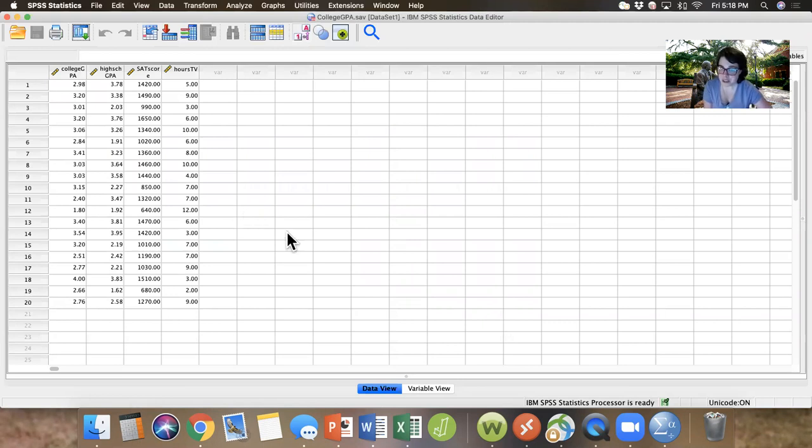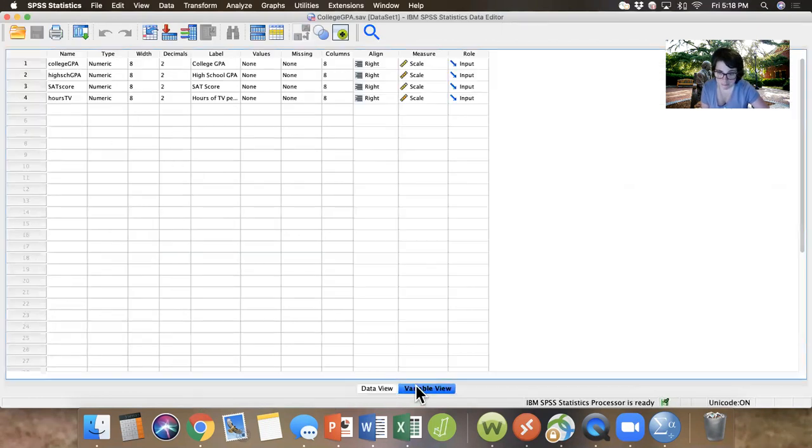So you would go to Canvas and download the college GPA data set. And make sure you download it and save it onto your desktop so that you can open it in SPSS, because it won't open if you just try to open it in Canvas, okay? So go ahead and get your data set opened.